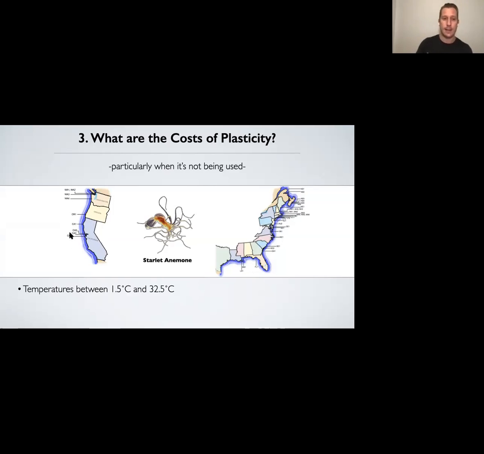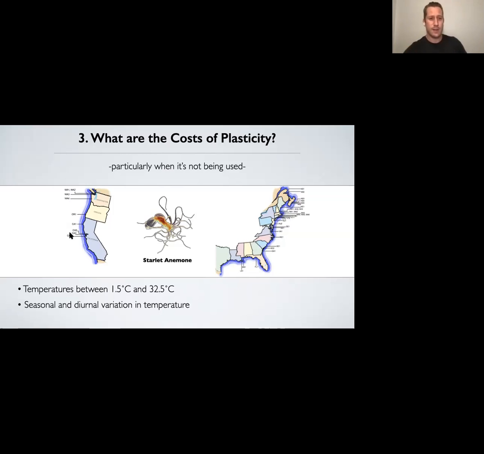And because of this huge latitudinal gradient, they're found at an extremely large range of temperatures. They've been found between 1.5 and 32.5 degrees Celsius. They also experience huge seasonal and diurnal variations in temperature, as you can imagine, again, with this huge latitudinal gradient.